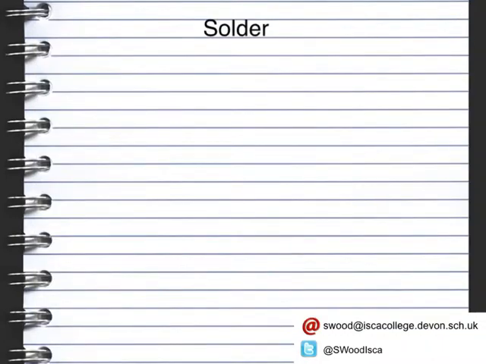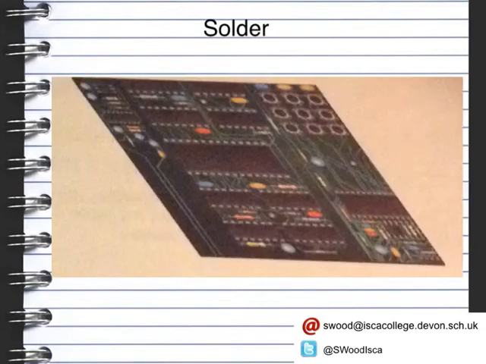Now solder is used to join electrical wires. It contains two elements, lead and tin. What you can do is melt it onto a circuit board, and then it can join up the electrical components.